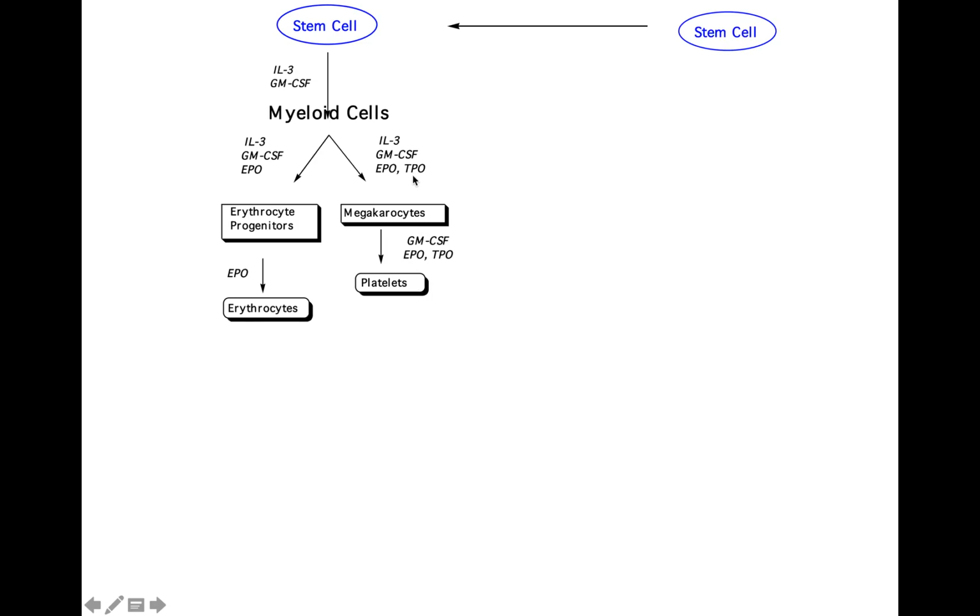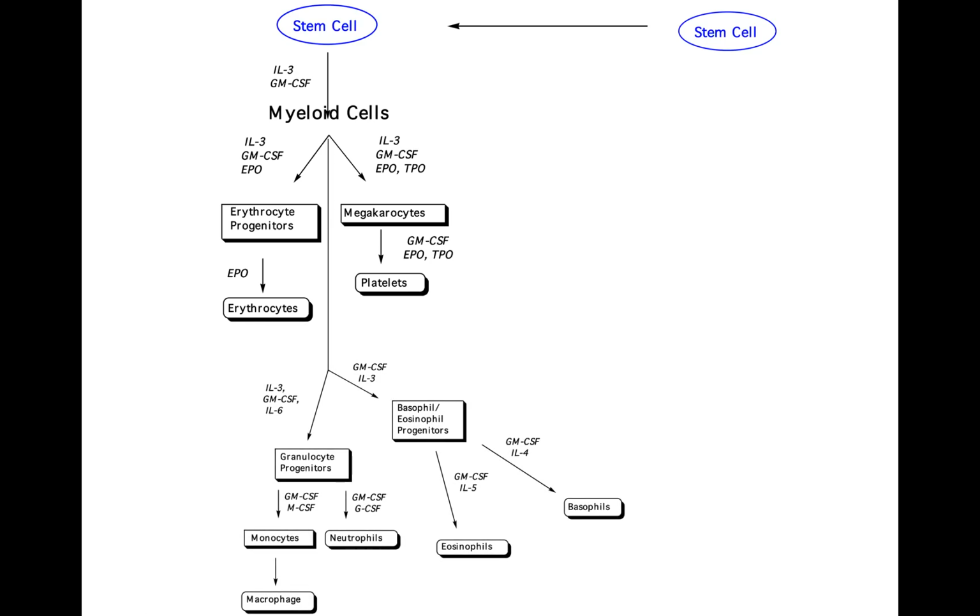TPO is one of the lowest concentration cytokines that we have out there. But in that presence, that's how you get platelets. So the point here is that for these myeloid progenitors to eventually give you platelets, you need EPO and TPO, thrombopoietin, and then EPO is needed for erythrocytes. So you can see here if we used EPO as a drug, if we were to inject someone with EPO, that could lead to more erythrocyte development.